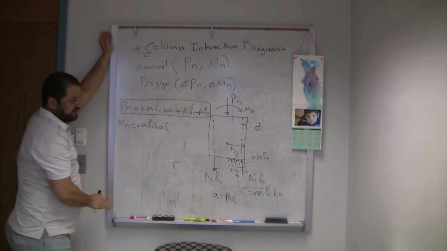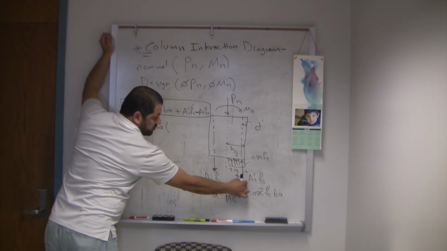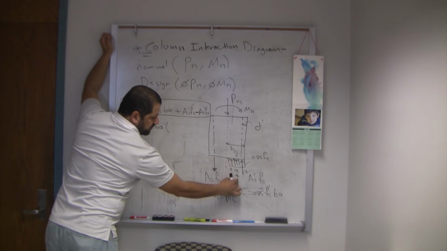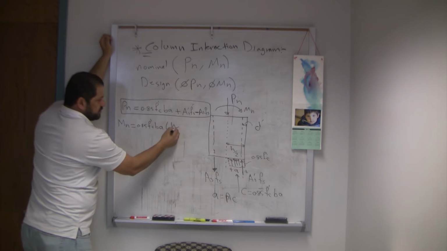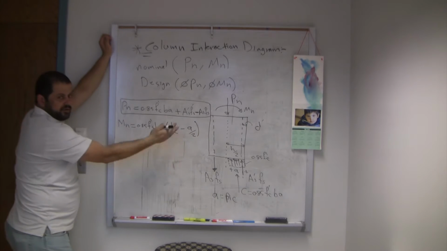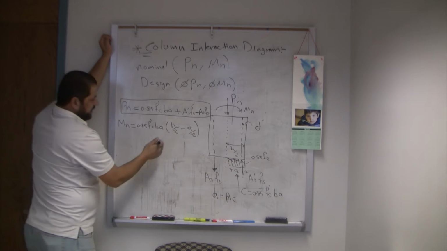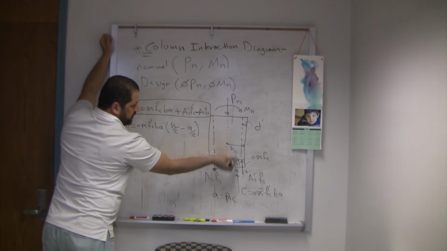So the cover is given information. The resultant C is a over 2 from this face. So the distance from the centroid to the center of this C is h over 2 minus a over 2. This is the arm of the compression from the concrete. Okay? And this is balancing this. This is counterclockwise, this is clockwise, this is counterclockwise.